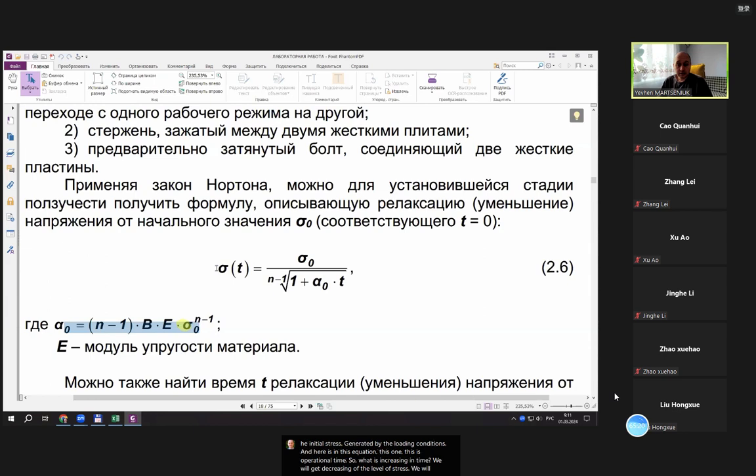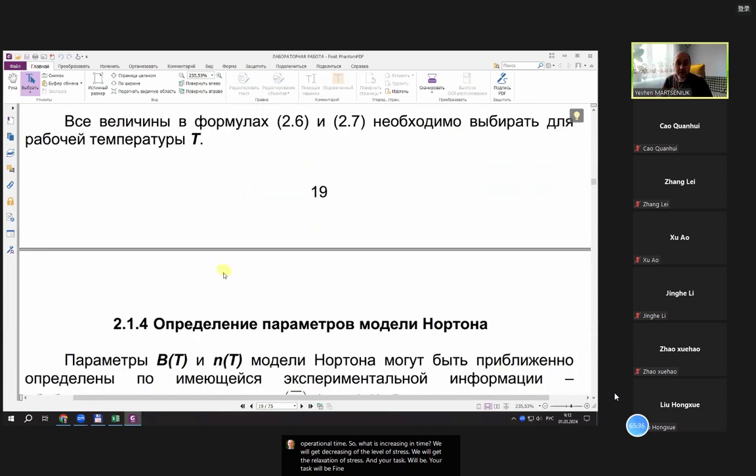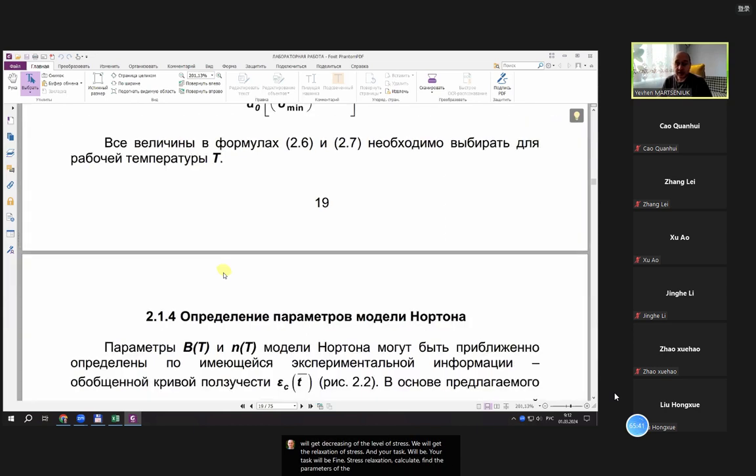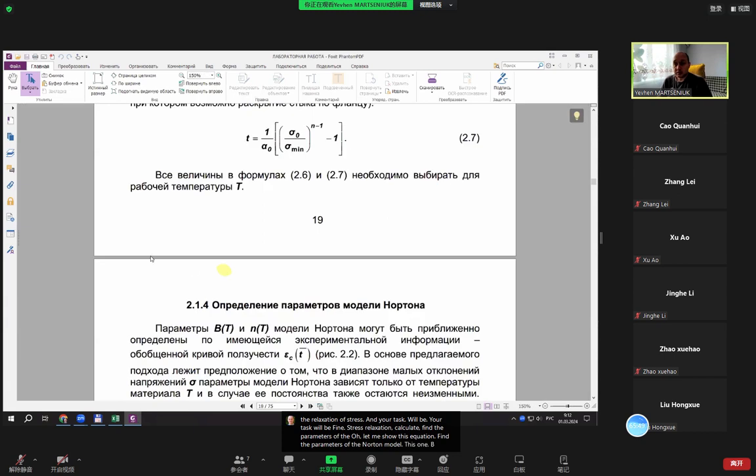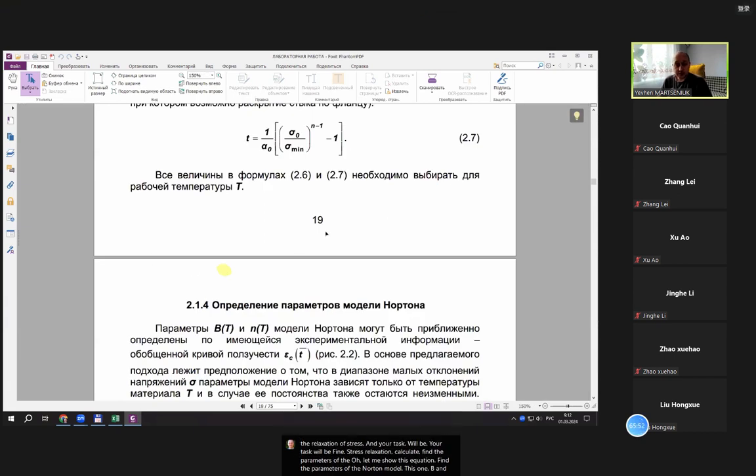We will get the relaxation of stress. And your task will be to find stress relaxation, find the parameters of the Norton model, B and N, for the given material and for the given operational conditions according to the variant.